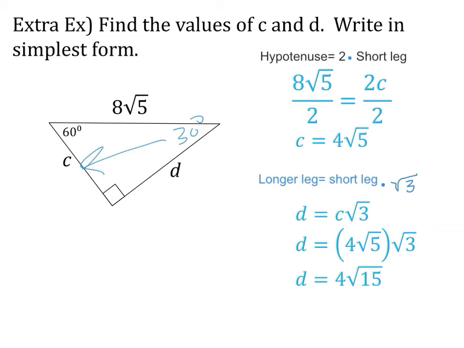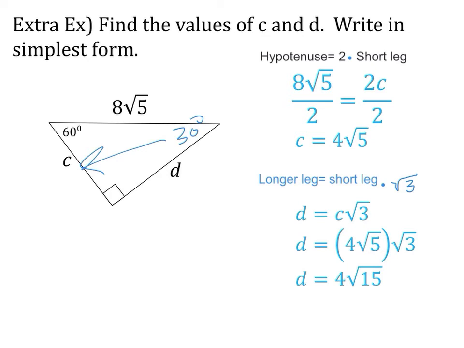And for the length of C, we get 4 times the square root of 5. That's because when you substitute in and divide both sides by 2, this 8 in the numerator will divide with 2 in the denominator to become a 4. Nothing happens to the radical.